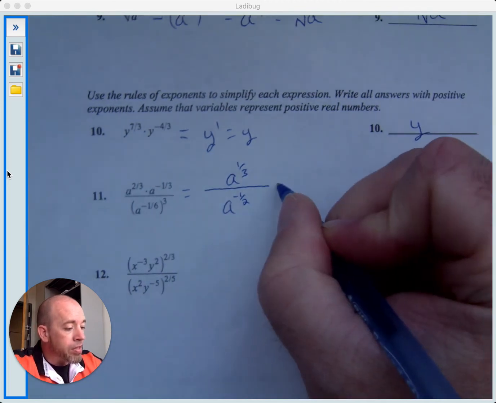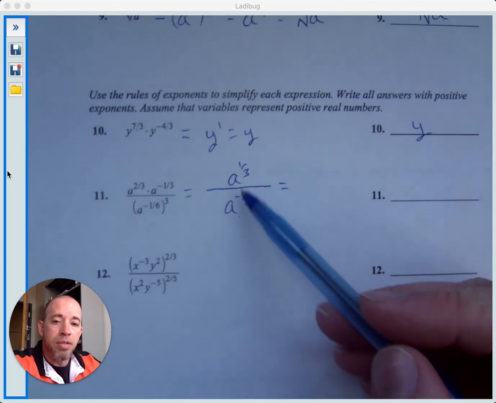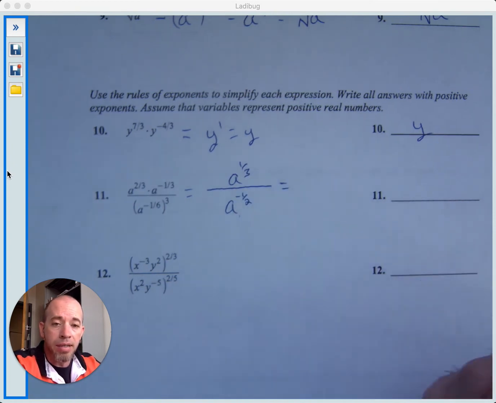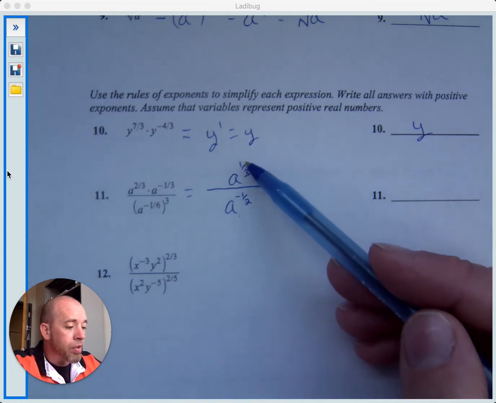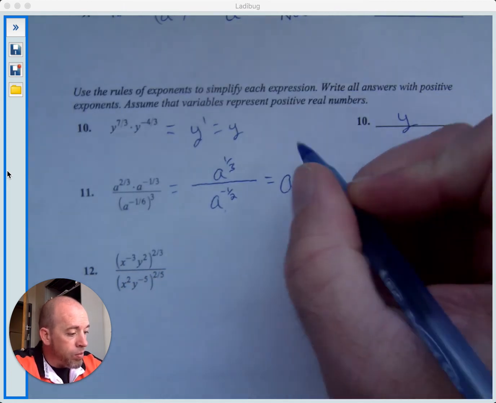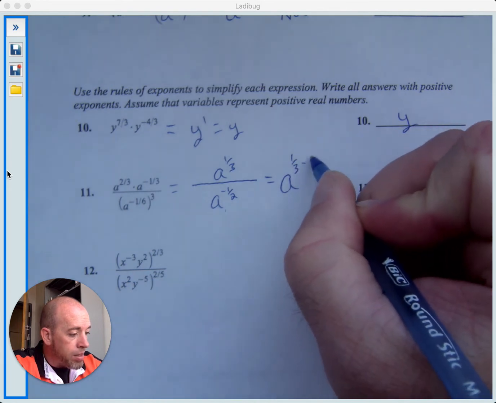Now we can simplify this further. When we divide powers, we're going to subtract the exponents. So we have 1/3 minus a negative 1/2. Maybe I'll write that down. A to the 1/3 minus a negative 1/2.